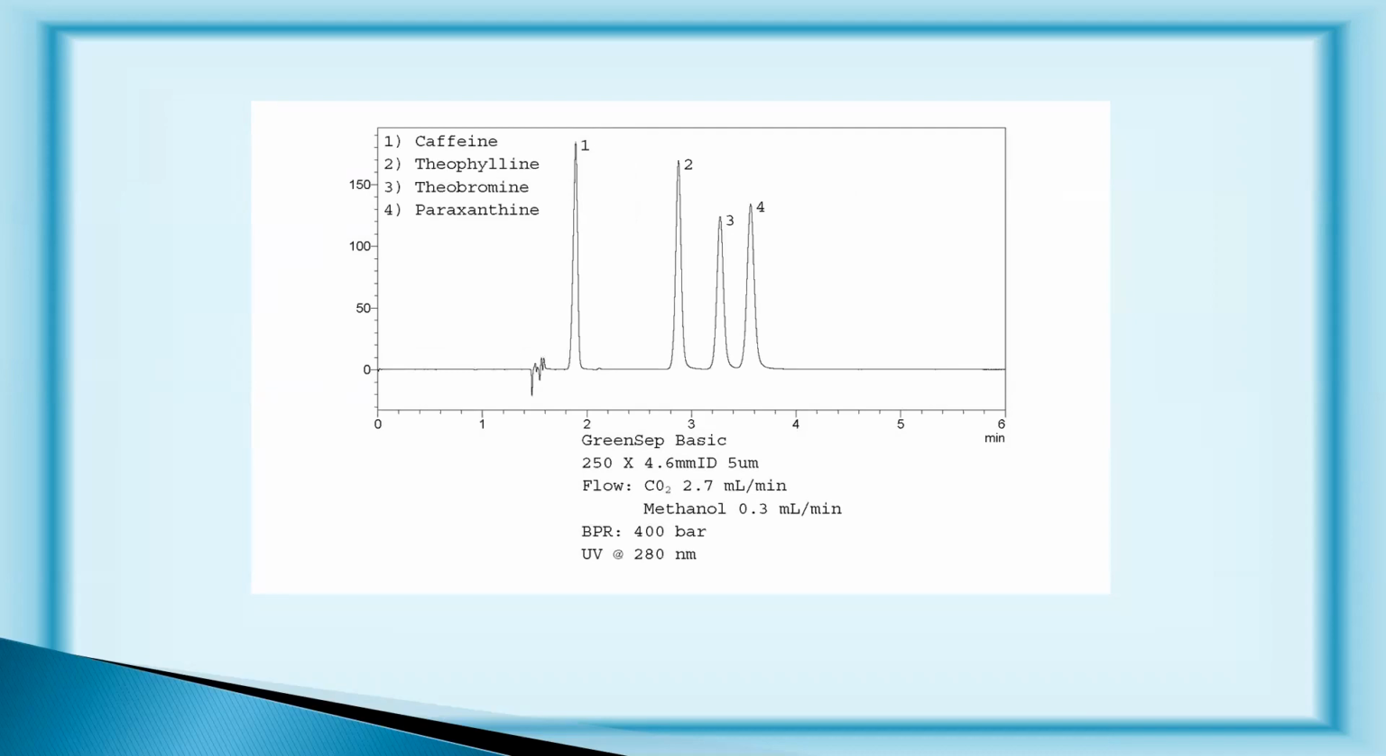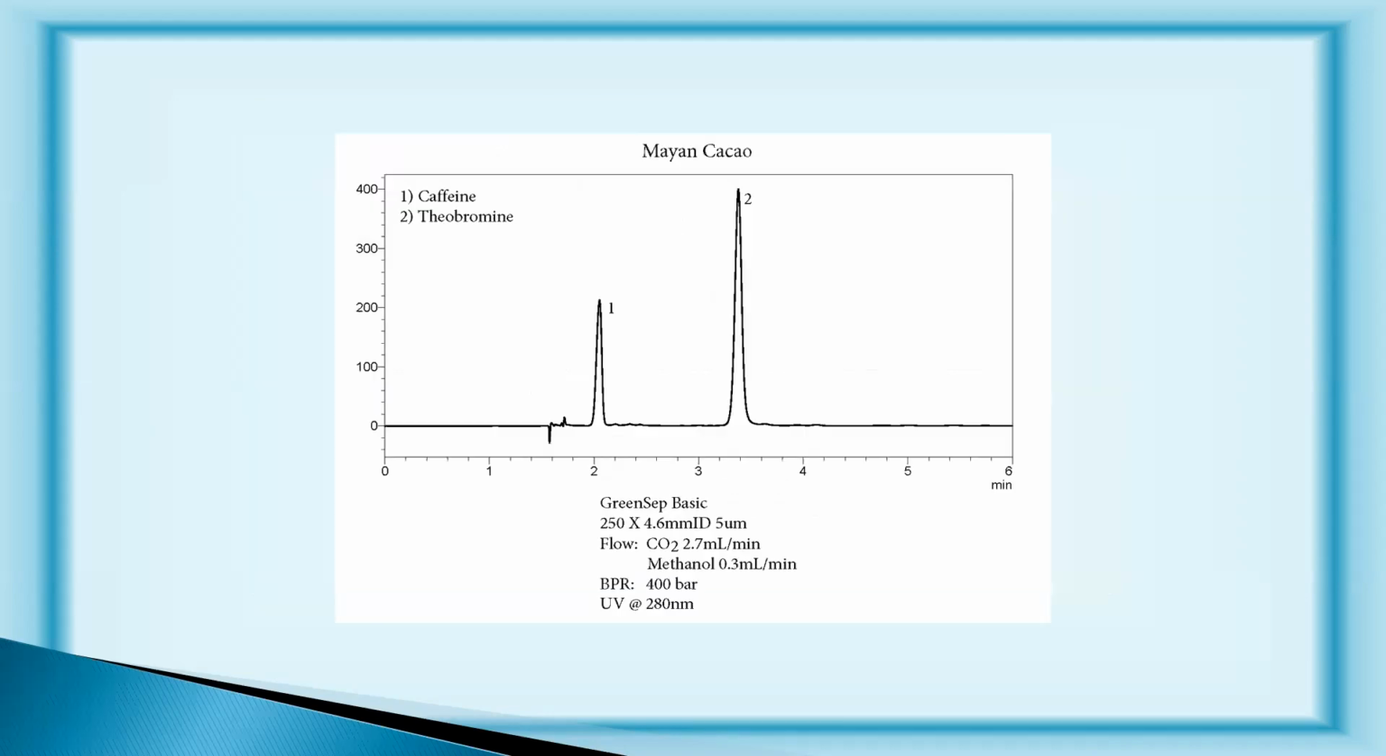So this shows that one stationary phase in SFC can be quite a bit different from another stationary phase in SFC, and the stationary phase does play a key role in determining these separations. And this is just an example of using the basic column. This is cacao, isolation of caffeine and theobromine, using the imidazole column.